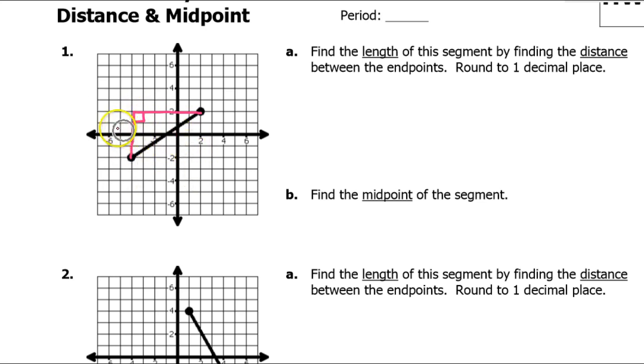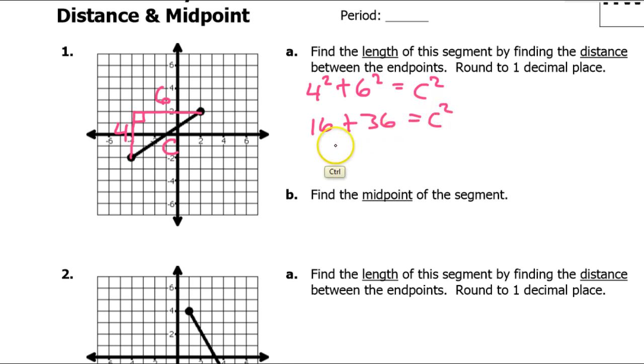But just counting the squares, I see that this side has length 4, and this side has length 6. All right, so the segment is the hypotenuse, so a squared plus b squared equals c squared. Basically, I'm calling this c right now. So that would be 4 squared plus 6 squared is equal to c squared. So that's going to be 16 plus 36 is equal to c squared. So that's going to be 52 is equal to c squared.